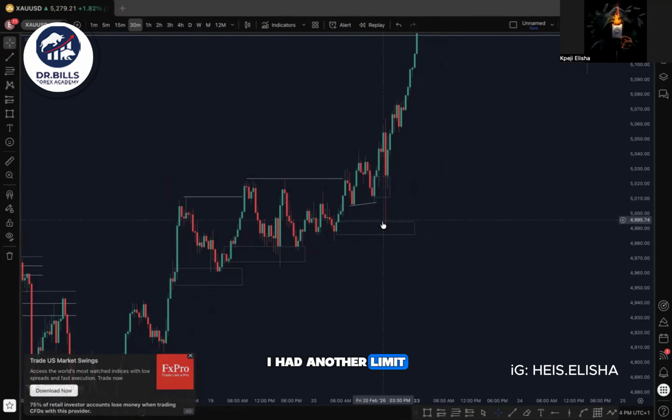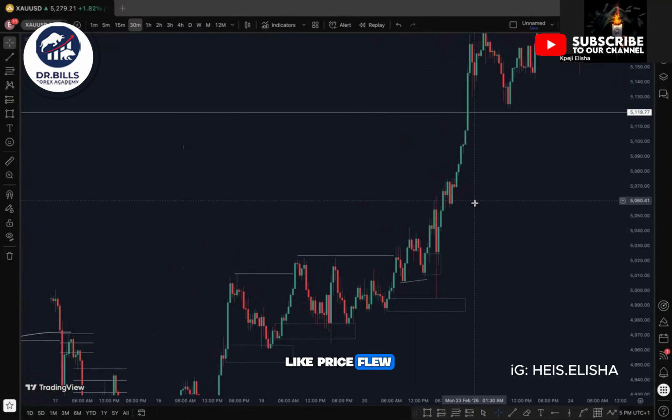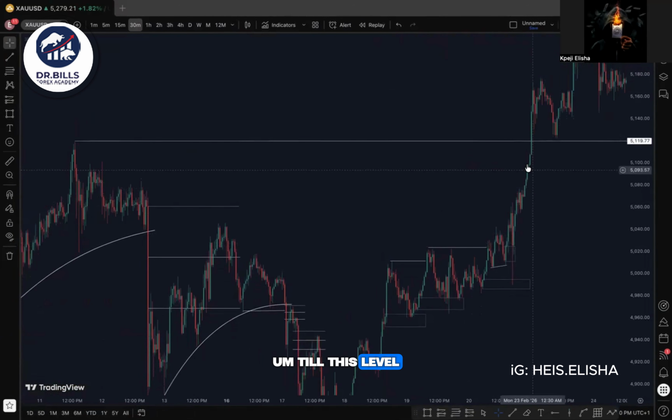I had another limit at the bottom. I told the channel to place both trades on both buy limits. Then price took us out on one. Then price came for this one. Price just tapped it and price just flew. So I held this trade till this level right here.